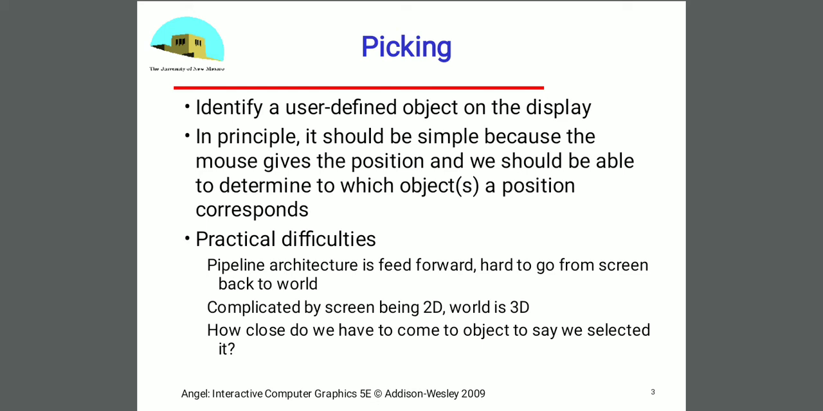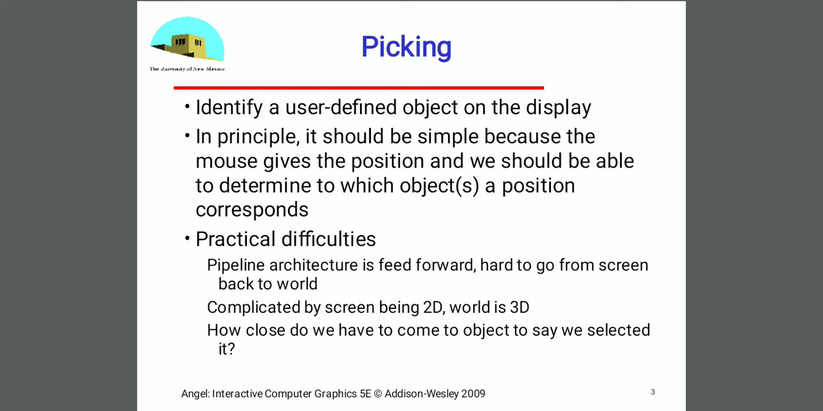In principle, logically it should be simple, because the mouse gives the position and we should be able to determine to which object the position corresponds. Using mouse it is very simple. Graphics you are implementing with mouse means exact position can be measured. But in a touch screen panel, how to measure exact position? Only nearby position you can touch. So based on the nearby position, the maximum area covered, that belongs to which object? That object will be picked.